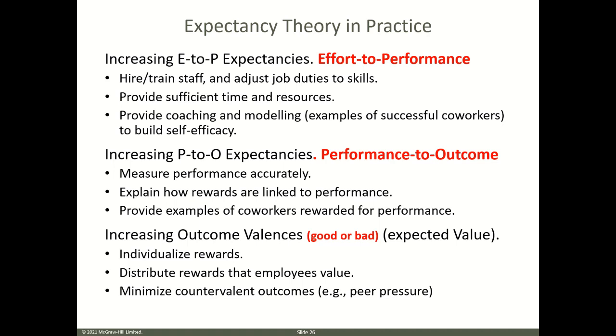Now, how to increase P to O expectancy, performance to outcome? Measure performance accurately and timely. There should not be any bias. Explain how rewards are linked to performance, and provide examples of co-workers rewarded for performance. Next is increasing outcome valence, meaning there may be some good or bad, positive or negative outcome.